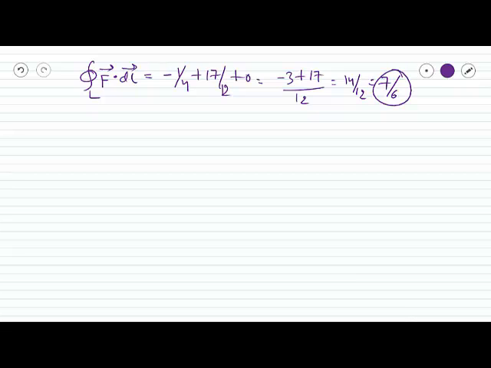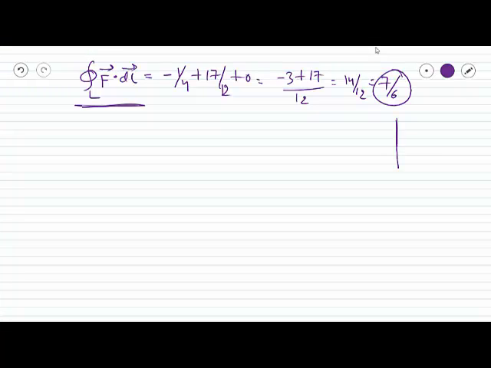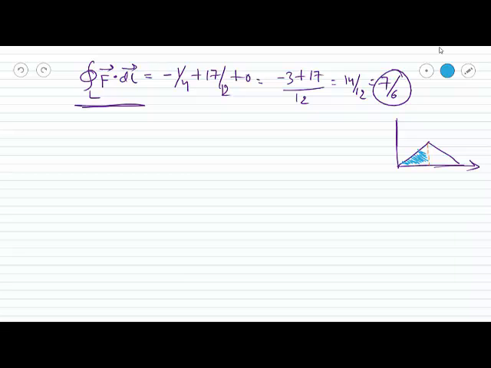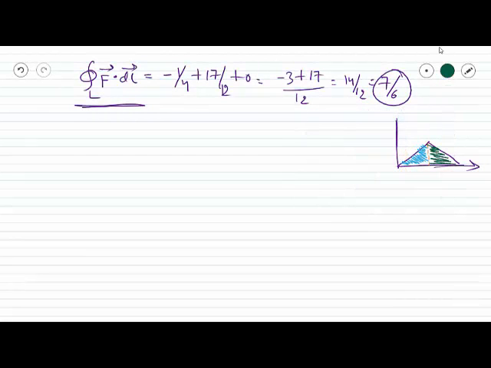So it is 7 by 6, the left hand side of the Stokes theorem. Now we need to evaluate the right hand side also. So for my convenience I am drawing the figure again. So this is y, this is x, and this is what was given. Now what I do is I will divide this into two surfaces. This is the first one and this is the second one. This is x, which is 0, 1 and 2, and this is y, which is 1. So let us call this surface S1, this S2.